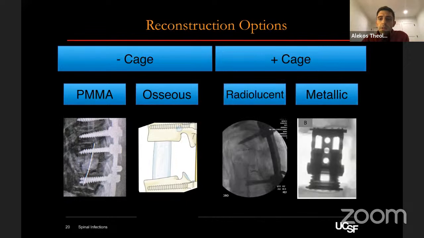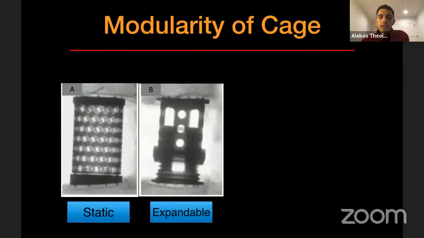And then cage options, there's PEEK cages, there's titanium cages. And these cages can come in static, a more traditional option, again, a little bit harder to fill the space, especially if you want to correct a deformity. And then expandable options give you a little bit more leeway in filling the anterior column.